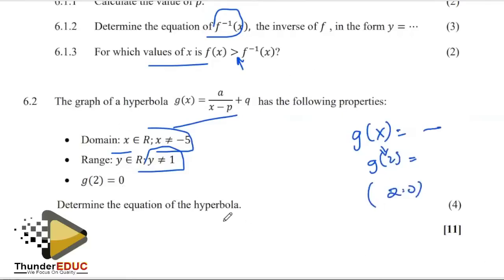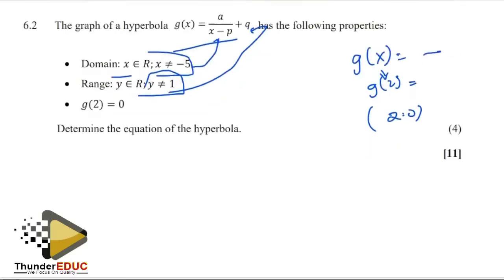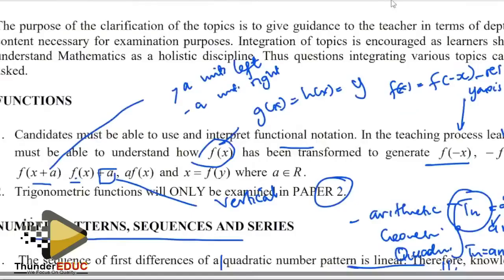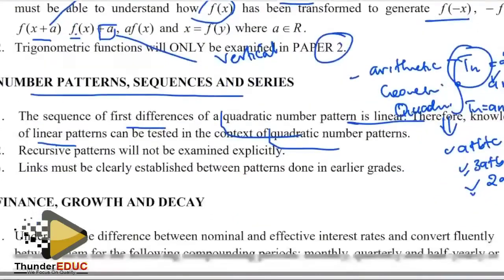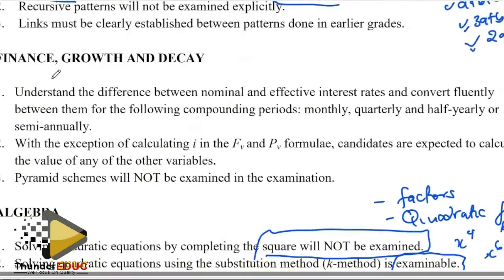Okay, so they want you to determine the equation. So use those facts. Where there is X, you're going to put the 5. Where there is Y, you're going to put the 1 somewhere there. But then the signs are going to change for the P. All right, that is to do with the functions, okay? Then from there, we can look at the finance questions, okay? So under finance, growth and decay, they are telling us we need to understand the difference between the nominal and the effective interest rates and how to convert nicely.